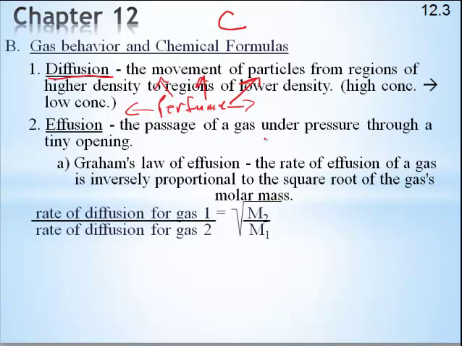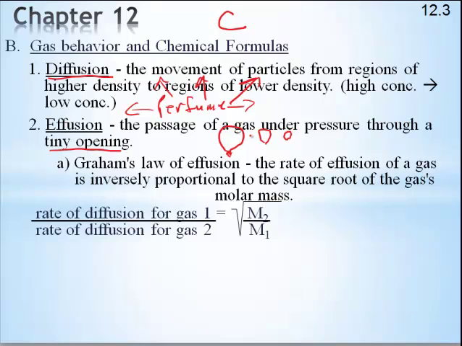Now, effusion is a little bit different. This is the passage of gas under pressure through a tiny opening. Probably the best example I could think of is a good old balloon. You've got this balloon, you've got a really good knot right there, but somehow in a few days your balloon is like this, and maybe even a few more days it's even smaller. How is that possible with a balloon that's got a knot in the bottom of it?